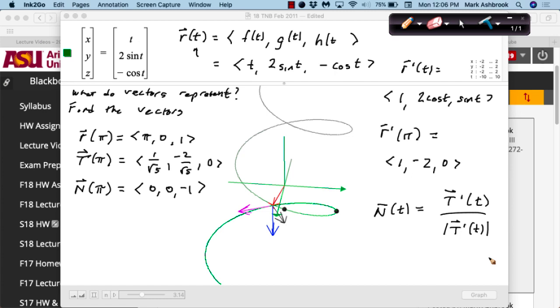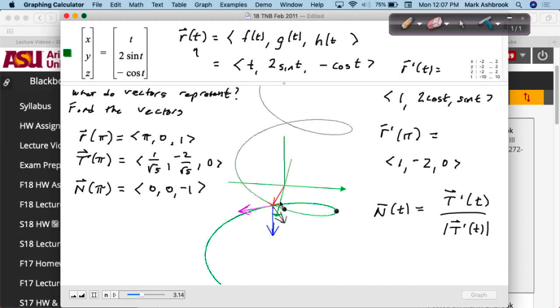And then you've got to cross product that if you want b. But I'm going to show you a different way to get b. What do we know about the binormal vector here?